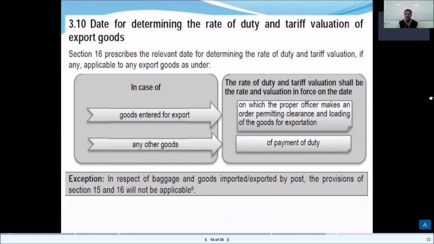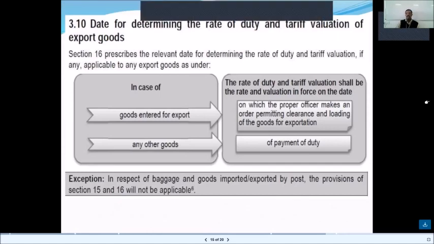In respect of baggage and goods imported or exported by post, the provisions of sections 15 and 16 will not be applicable. Okay, if it is done through post, this is not applicable. This is applicable only to goods moving by way of sea.